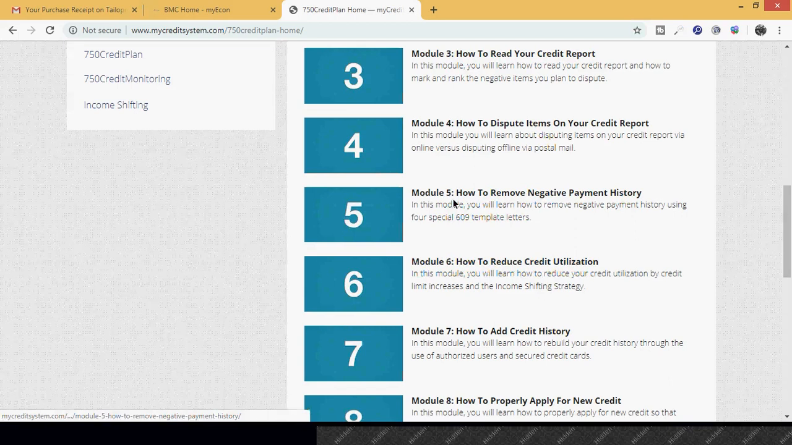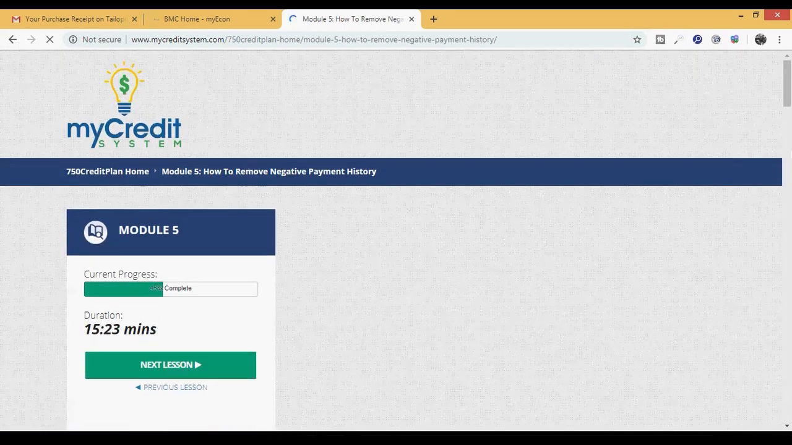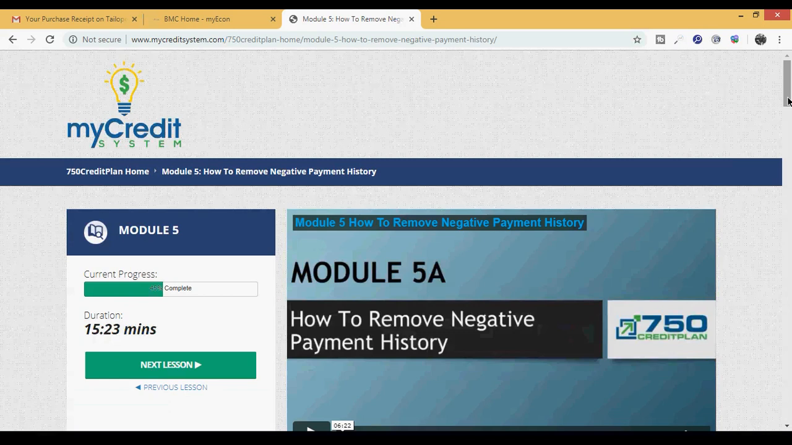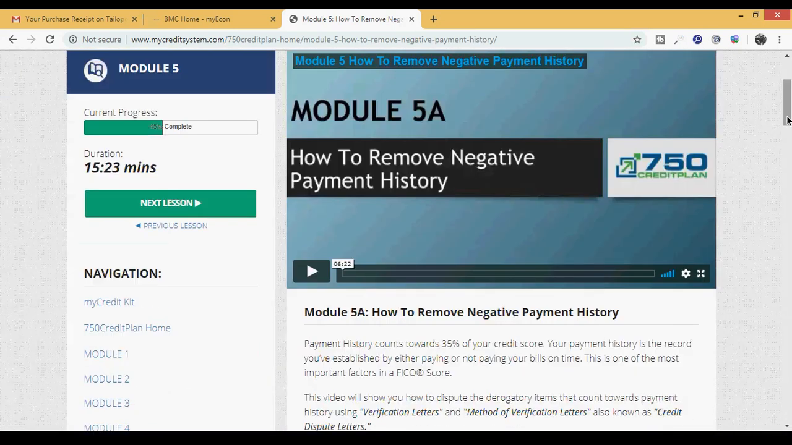As you can see from the title, it is how to remove negative payment history. This is where those letters come in. This is where the work starts. The other days, we were just guiding you through the process, prep work, but this is where you put in work, but it's worth it. Yes, most definitely, you guys. This is the meat, all right? This is what you've been waiting for. How to remove negative payment history, all right?